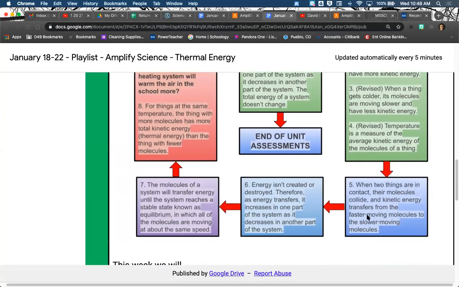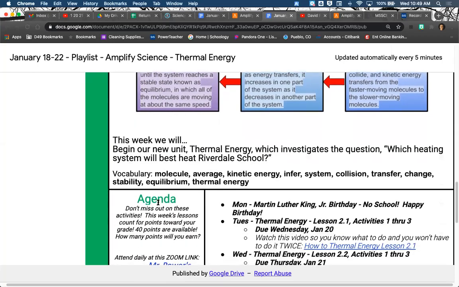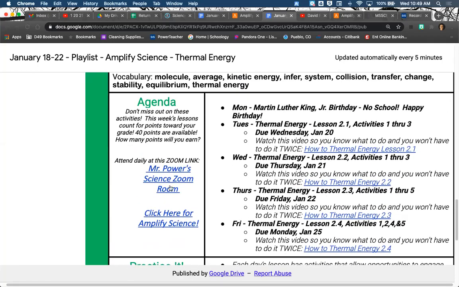Okay, so when we got to this idea of stable, in which all of the molecules are moving at about the same speed. Okay, so the average movement is temperature, which means the temperature would be the same, which means the total energy would be the same. Or no, the average energy, the kinetic energy, would be the same. So not the total kinetic energy. We're not there yet.